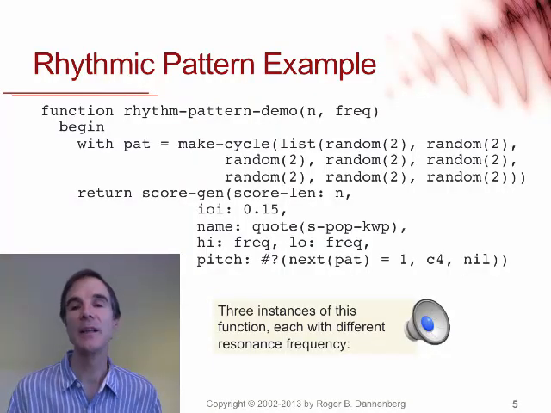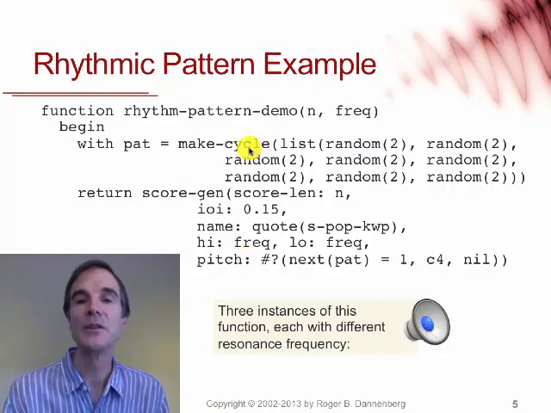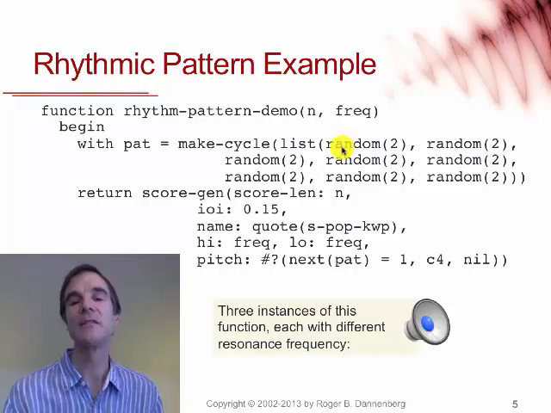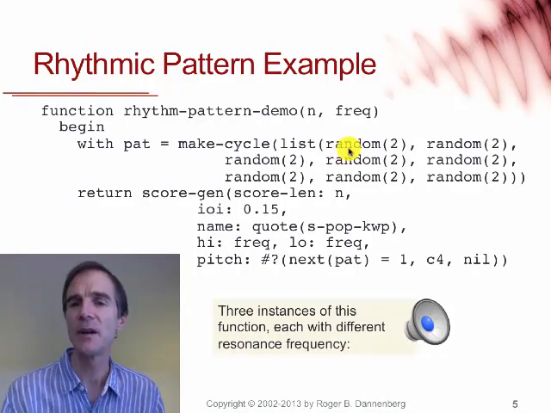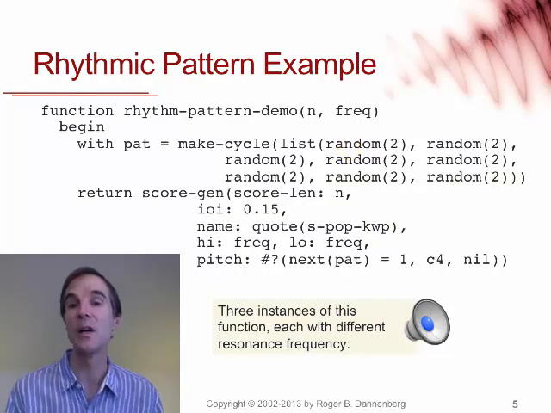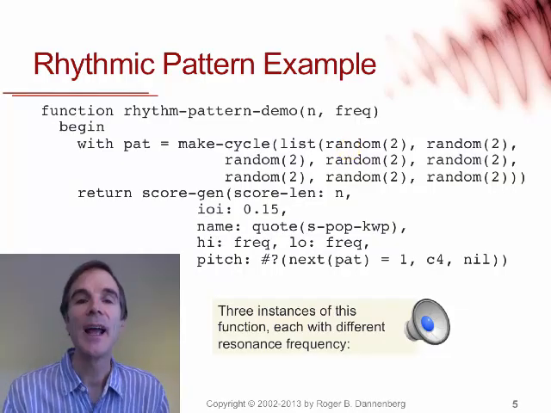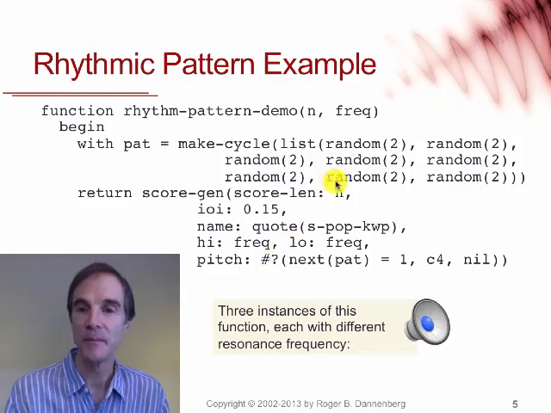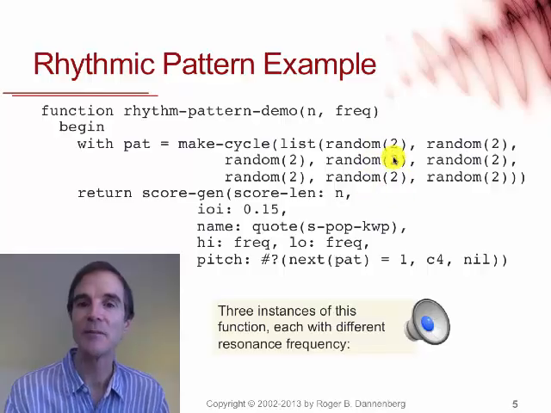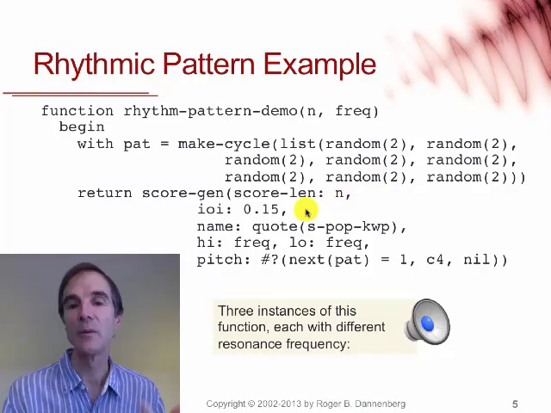So here's a function to do that. In this one, actually, instead of generating a random integer, we're just generating a sequence of random zeros and ones, which is equivalent. And we're using make cycle to play this pattern. So what will happen is we generate the pattern with this list calling random many times, and then we're going to repeat that pattern.